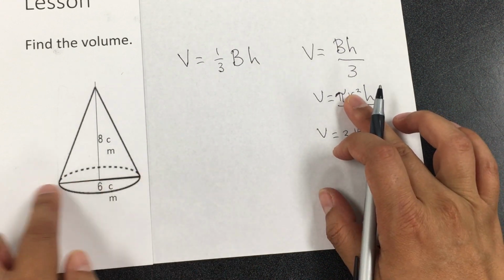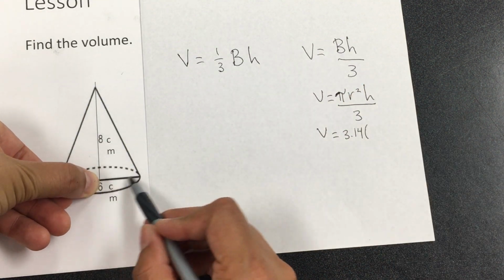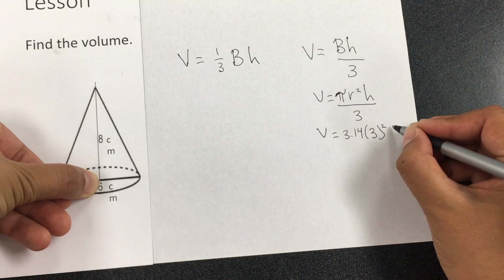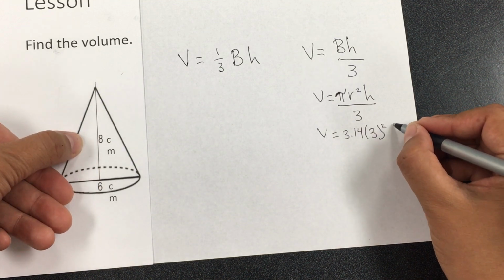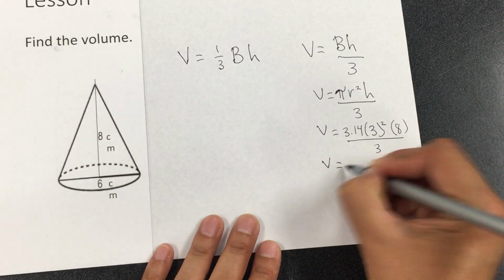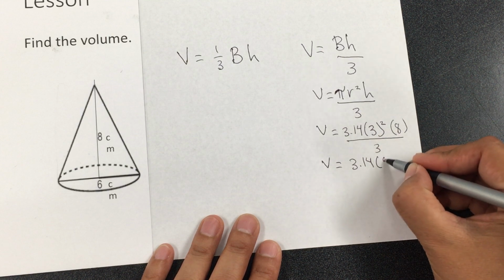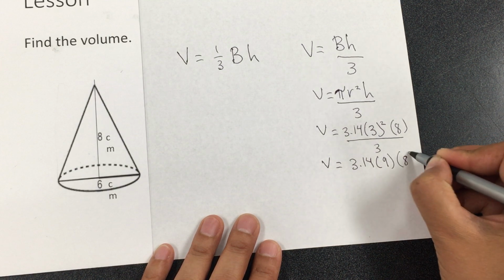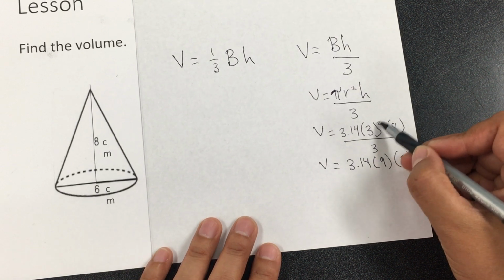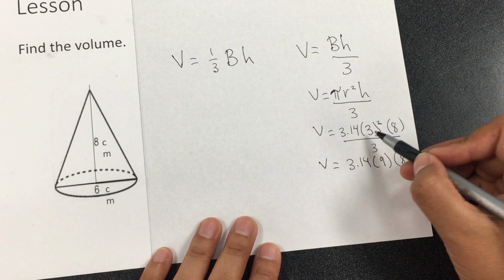radius. The diameter is 6. The radius is only from the center to the edge of the circle, so it's only 3 squared, times height, which is times 8, and everything divided by 3. So in here it is 3.14 times 3 squared, which is 9, times 8. Don't forget that we never multiply a base times the exponent. Some people want to multiply 3 times 2. No, it's 3 times 3.